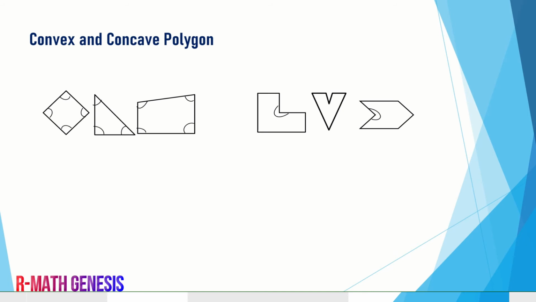Okay, convex polygon. If you see from this figure, what do you observe? All the angles have already been marked, right? So they have been differentiated based on the interior angles of each and every polygon.